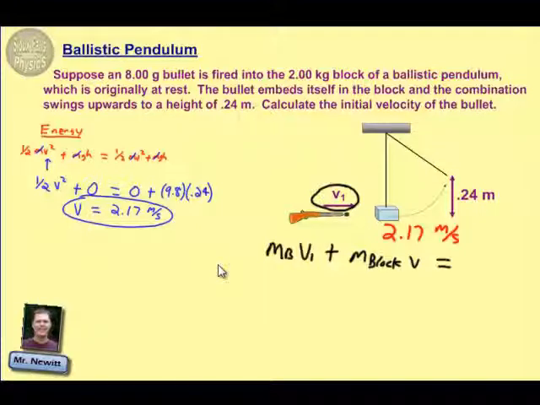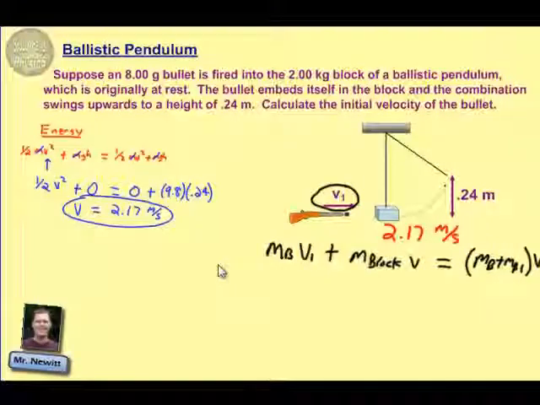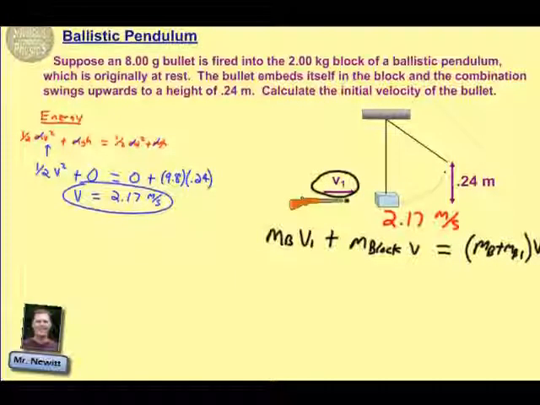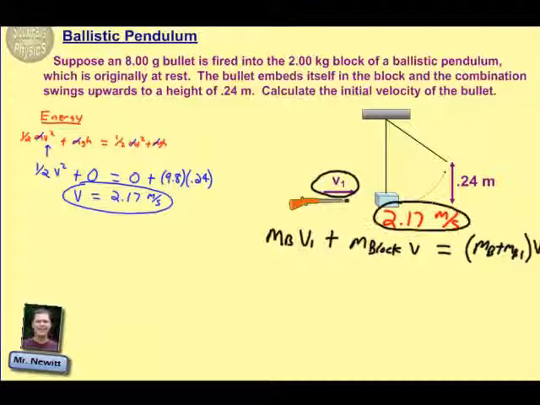is going to have to be equal to, now remember, after the collision, these are going together. So we're going to have the mass of the bullet plus the mass of the block times v prime, if I can call it that. Now v prime is going to be the 2.17 that we just calculated. That's the velocity of the bullet and block combination after the collision.